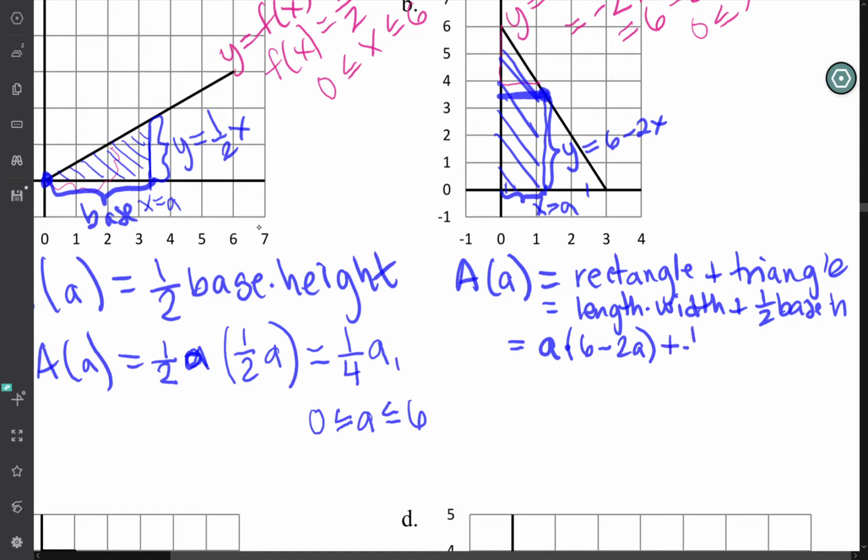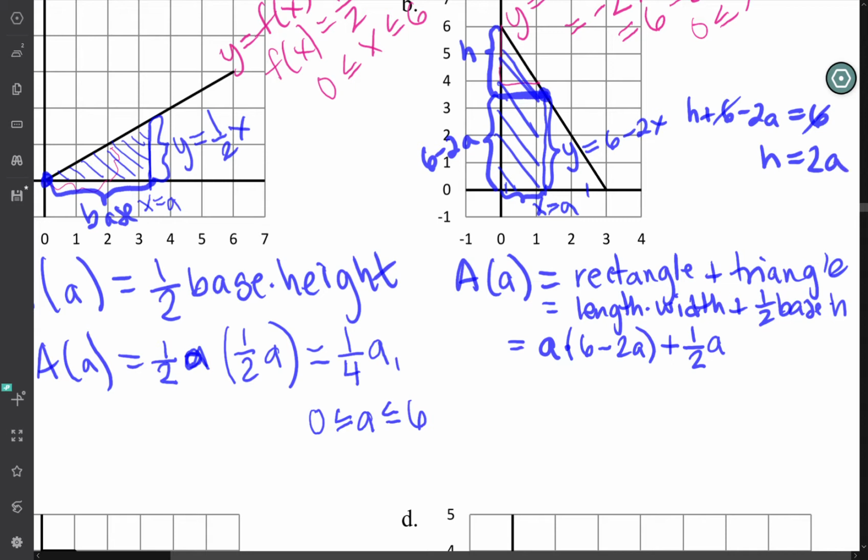And the triangle, the base of the triangle is the same as the length of the rectangle, so that's an a. And then the height of the triangle, there's more than one way to get this. It's right here, so if I call that h, I could see that h plus 6 minus 2a have to add up to 6. So h plus 6 minus 2a equals 6. And the 6's actually drop out of that completely, and we get that h is 2a.